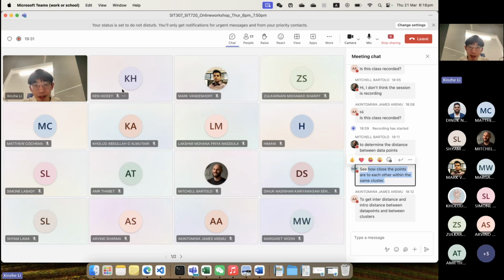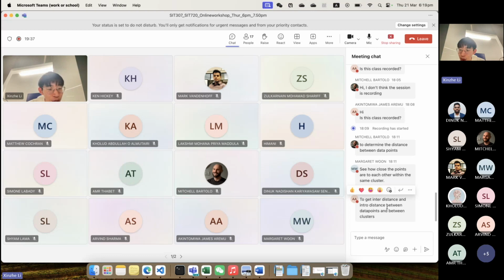It will be interesting, right? To get inter-class distance and intra-distance between data points and between clusters. I won't ask your question, Akin, but thank you for bringing that. This is related to Margaret's idea.